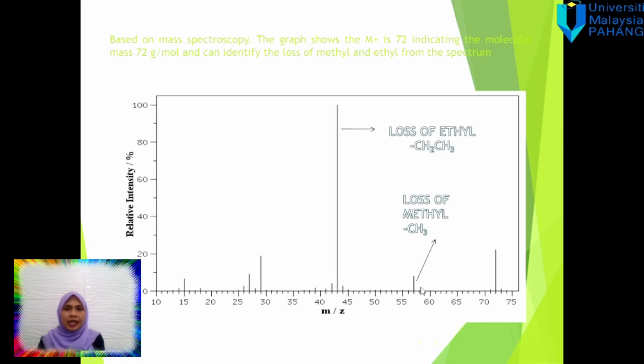Let's see how to solve this problem. We can see the molecular ion of this molecule is 72, and the first fragmentation pattern is at 57. 72 minus 57 is loss of CH3, and the next is 72 minus 44, which is loss of an ethyl group. Only this information we can get from the mass spectrum. In detail, we need to go to the next part, which is FTIR and NMR for both proton and carbon.